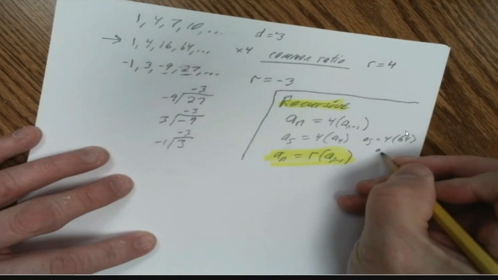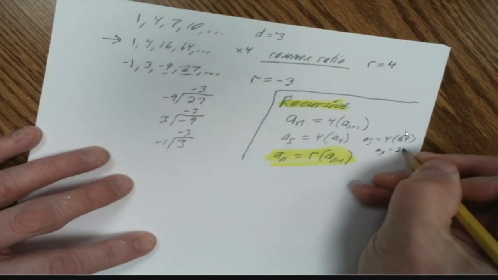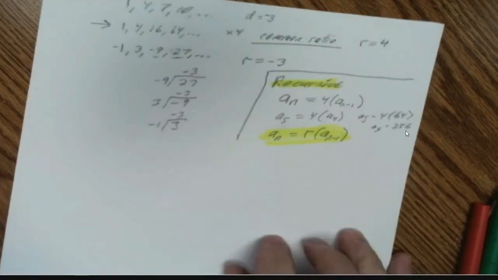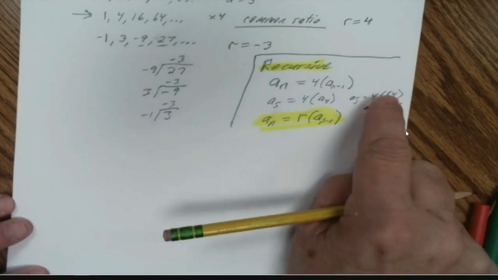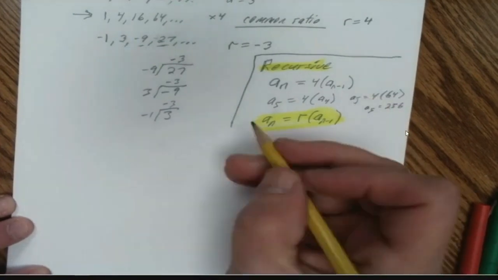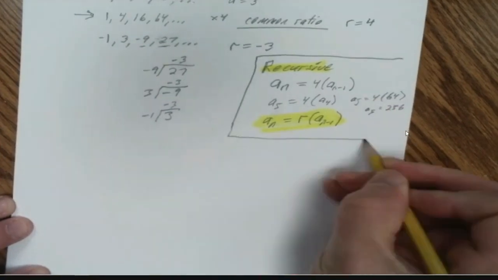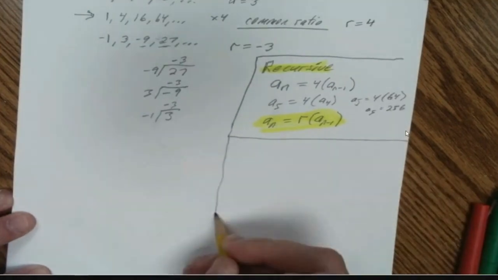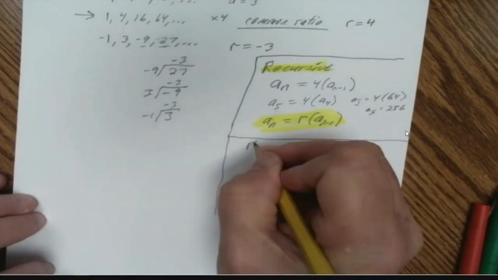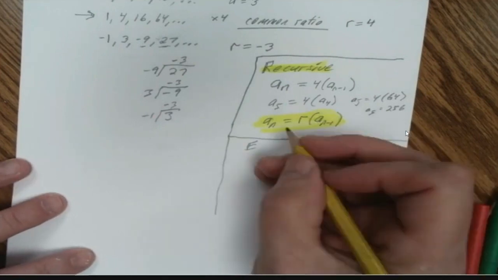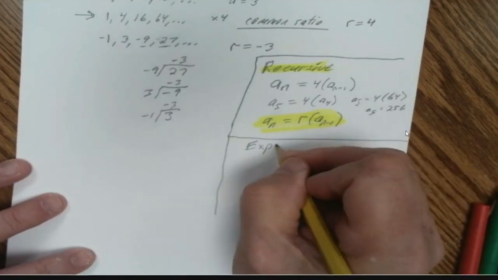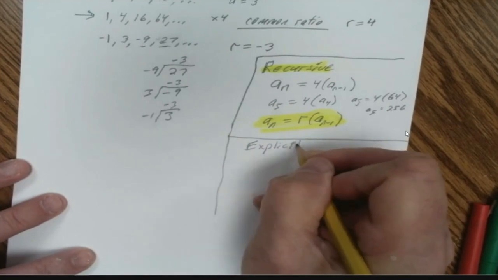So a sub 5 equals 256. A sub 5 is 256 because we just take the term before it and multiply it by the common ratio. And we're like, okay, that's great. It's nice to have a formula to use for that. But what about when we want to know the 15th term instead of the 5th term? Hopefully we've got an explicit formula, right?